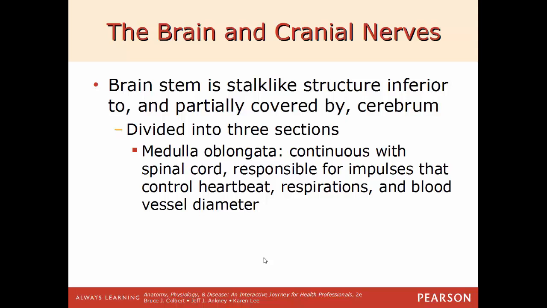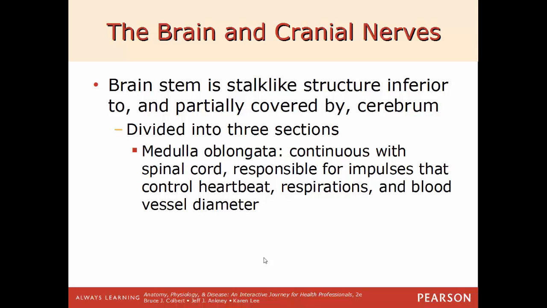There are three regions of the brainstem. You have the medulla oblongata, which is continuous with the spinal cord. This is responsible for impulses that will control heartbeat and respiration and the blood vessel diameter. It is this part of the brainstem that gets damaged when people are considered to be brain dead.